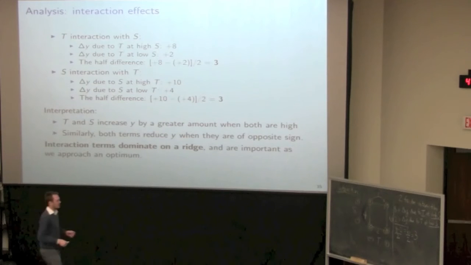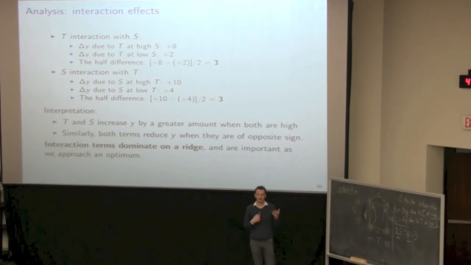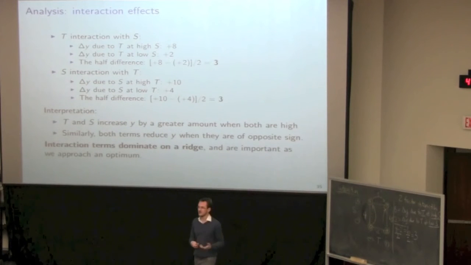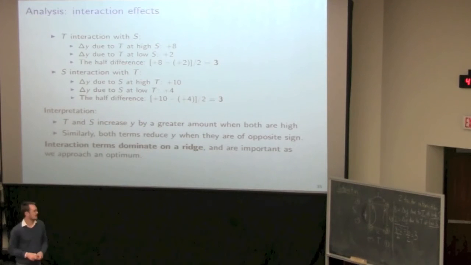The change in S at high temperature refers to this jump, and the change in S at low temperature is the other. That's a 10 unit change and a 4 unit change. The difference between 10 and 4 is 6. Half of 6 is 3. You'll always get the same number. It doesn't matter which way around you look at it, whether temperature-substrate interaction or substrate-temperature, you'll always get the same results. And you can prove that to yourself. It's just based on the fact that it's a linear system.